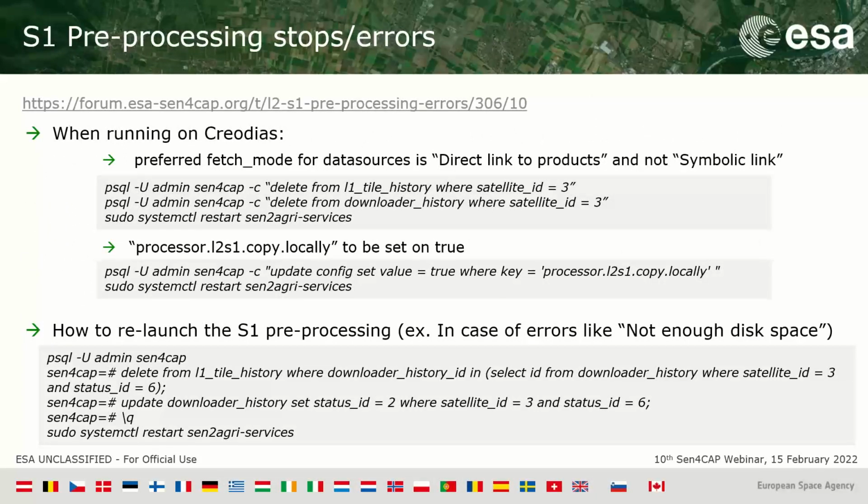The second topic that was discussed on the forum and raised some questions is related to some S1 preprocessing errors when using a local root, like in the case of running on BIAS, but also if the user is downloading products locally. The particular issue in this case was that the fetch mode in the data sources was set to symbolic link to products, which means that symbolic links are created automatically by the Sen4CAP services to our products.